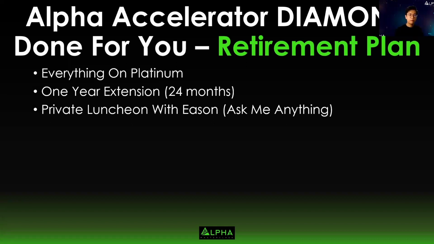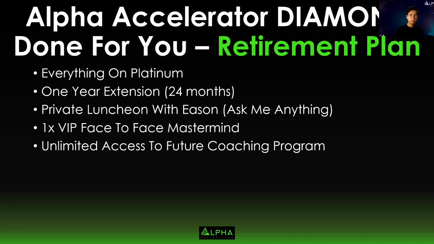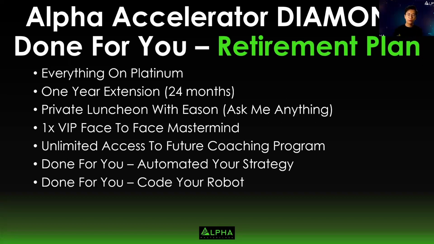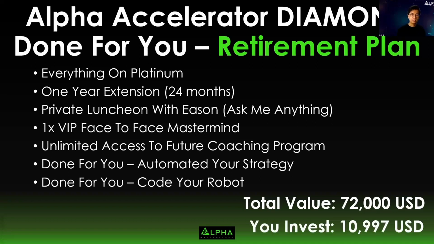And you will have a private lunch session with me. You can ask me anything. But the most important thing is that you will have a one-on-one session with me to talk about the strategy you have that you would like me to automate for you. I will sit down together with you and code out the robot for you, so that this robot will help you trade for the rest of your life until you can really retire and don't want to trade anymore. The entire value is 72,000, and what you need to invest is 10,997.